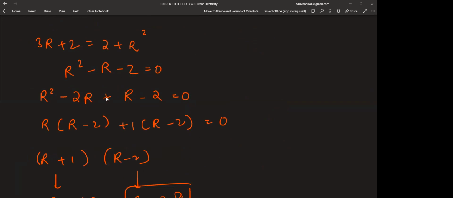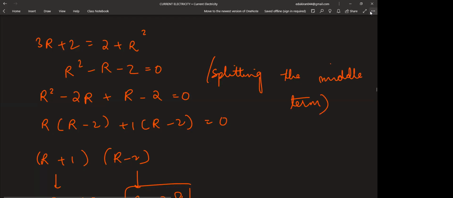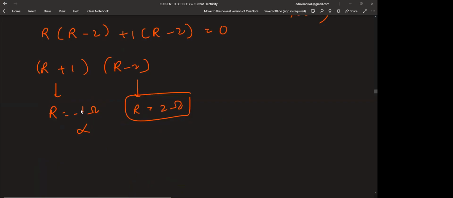So from here, if you split the middle term, R square minus 2R plus R minus 2 is equal to 0. So this is your splitting the middle term from your class 10th. Then you have two factors, R plus 1 and R minus 2. When you equate it to 0, one value is minus 1, one value is 2. So obviously, negative is not possible. So you know the answer is 2.